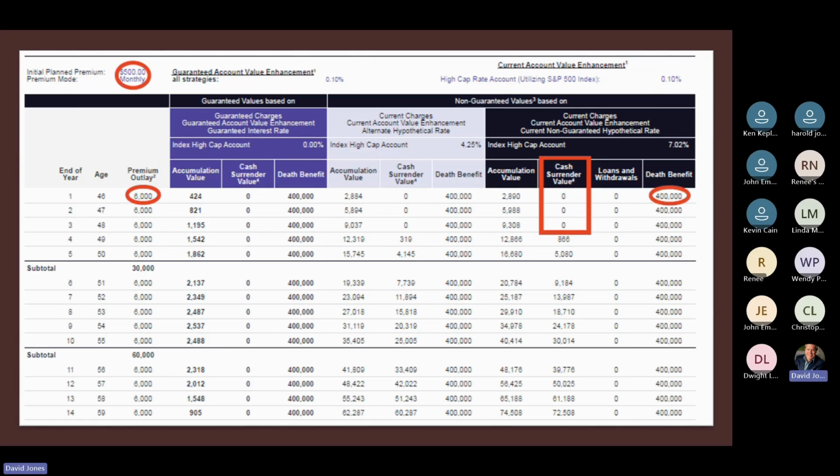What this is, I ran an illustration for a 45-year-old male. Happens to be in California, best rate class possible, and it's a $500 monthly premium. And so there's the $6,000 premium outlay per year. And so after 1 year, the guy's 46 years old. It's for 400,000 in death benefit. So this is a level 400,000 death benefit.